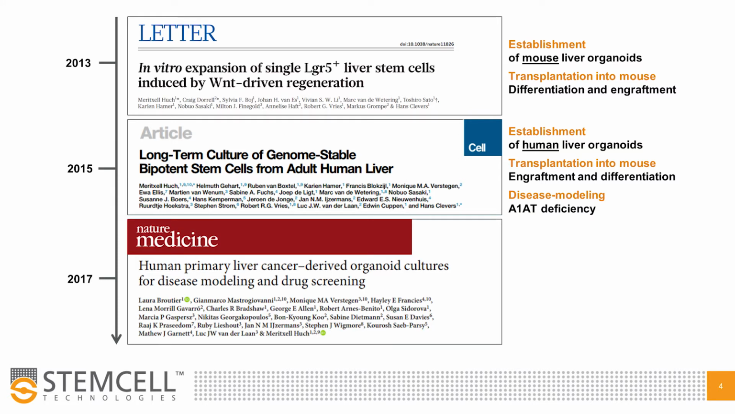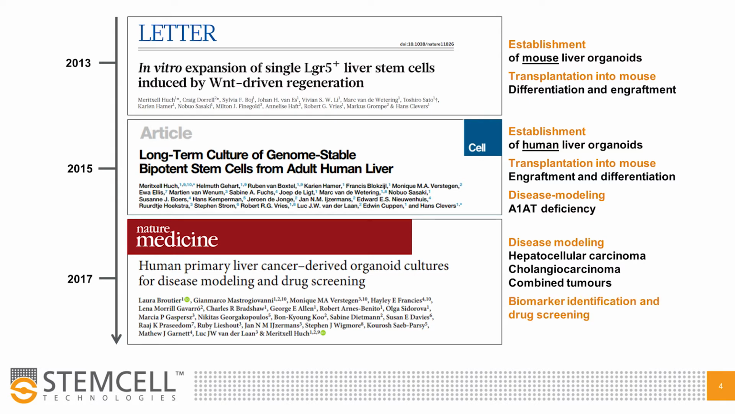And finally, last year, the application of human liver organoids was extended to also model primary liver cancer. The tumor-derived organoids displayed the phenotype of the parental carcinoma and were utilized to identify cancer-specific biomarkers and drug targets. These findings established the utility of organoids not only in the development of drug therapies, but also their use as patient avatars that can inform personalized cancer treatments.